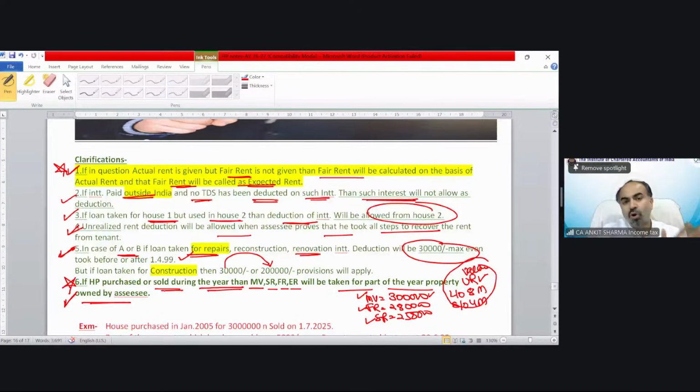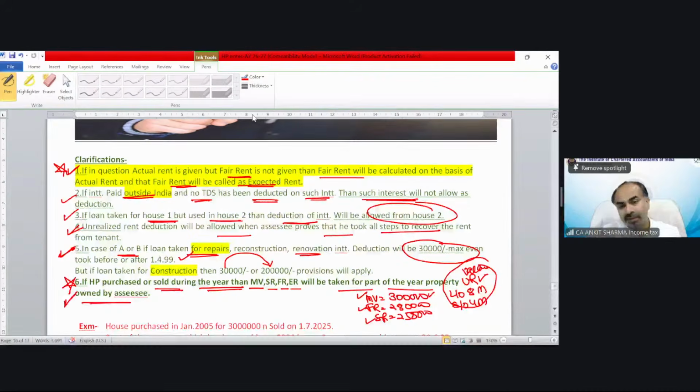But these will be taken on a proportionate basis only when this note applies, that is, if you purchased or sold a property. So if you are the owner of the property for a proportionate number of months. Suppose I have purchased the property on 1st of June 2025. And the municipal value for the full year has been given as 3 lakh. Then for the purpose of calculation, I will take 10 months municipal value on a proportionate basis because I was the owner of the property for only 10 months. So in that case, you can take proportionate municipal value, fair rent and standard rent.